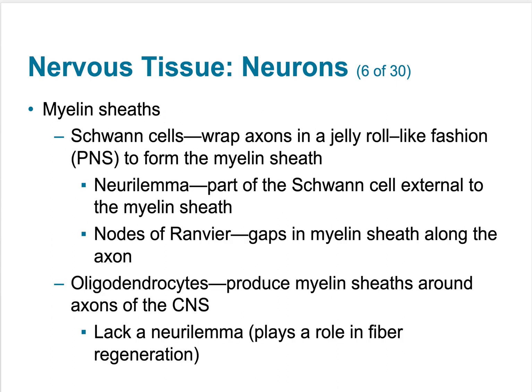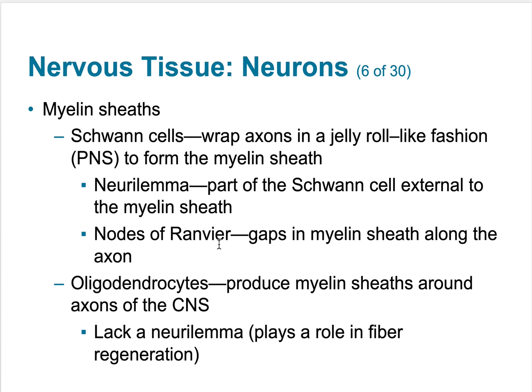But these myelin sheaths, Schwann cells are found in the peripheral nervous system. In the central nervous system, they're made by those oligodendrocytes. They produce myelin sheaths, and they're found in the central nervous system. So they're a little different in terms of how they're named. One's in the peripheral nervous system, one's in the central nervous system.